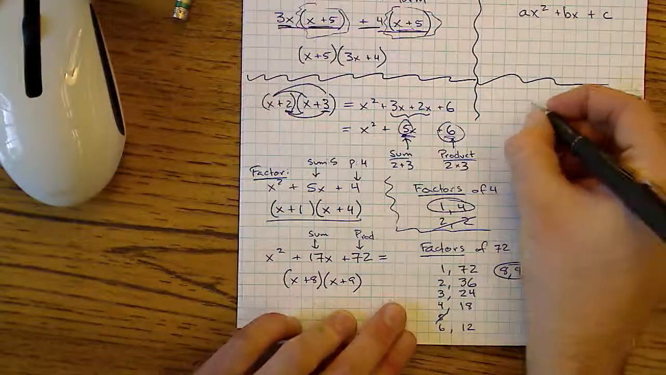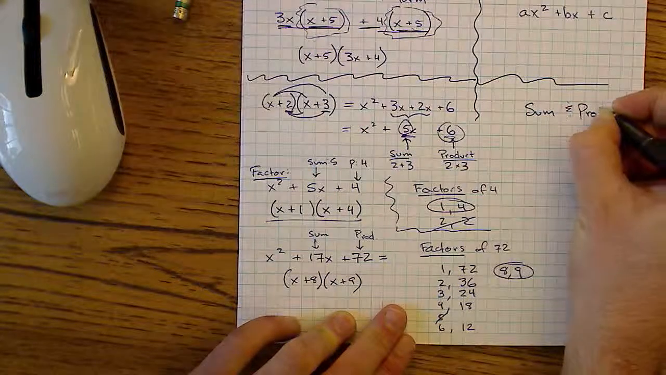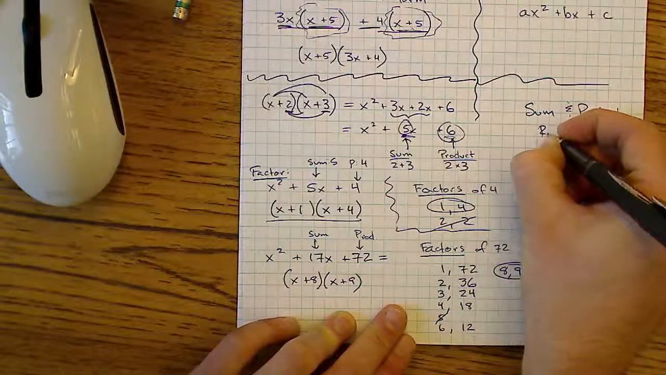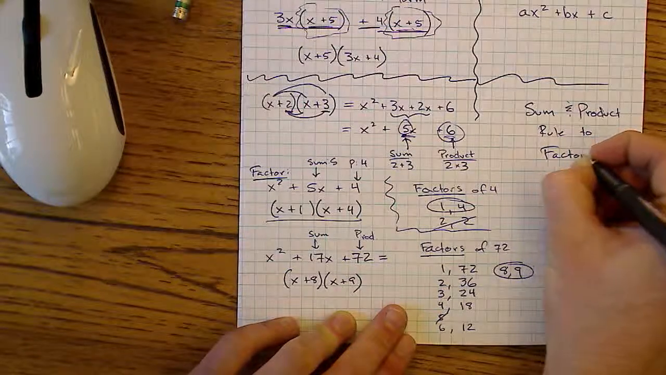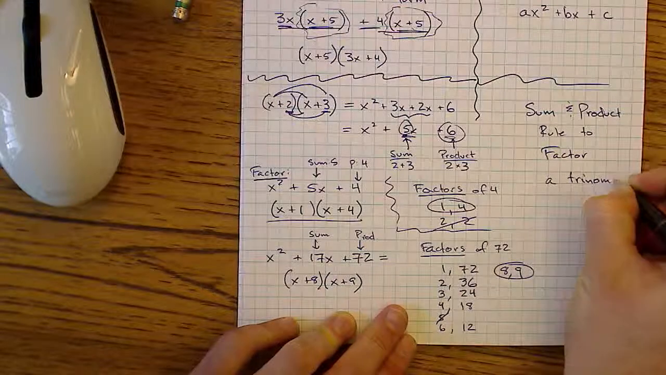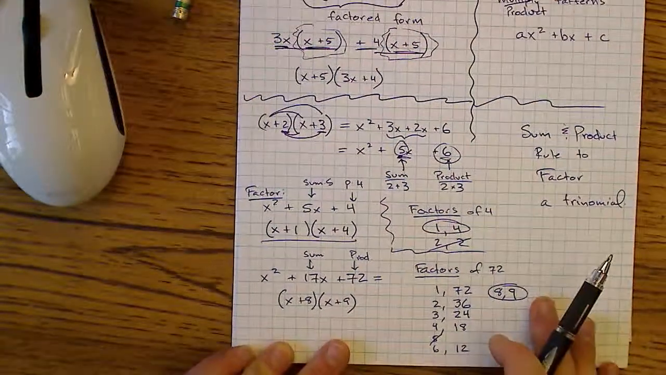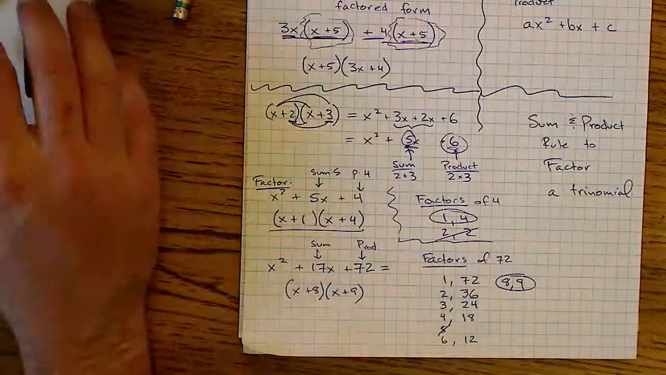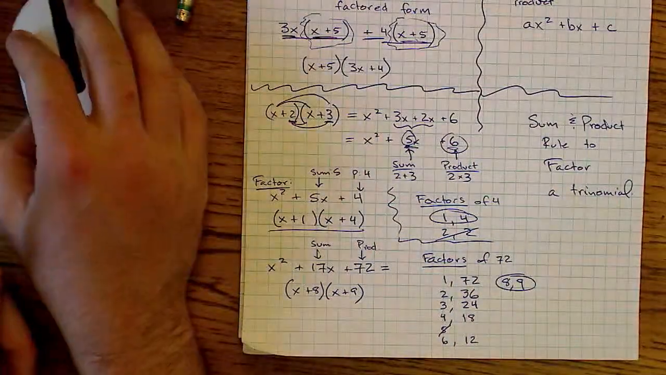So that's how to use the sum and product rule to factor a trinomial. There's two extensions to this, which I'm going to show you in the next video. But for right now, if you know these two basic steps of factoring, you're on the way to being really good at factoring.